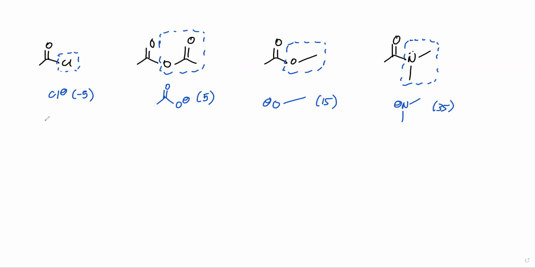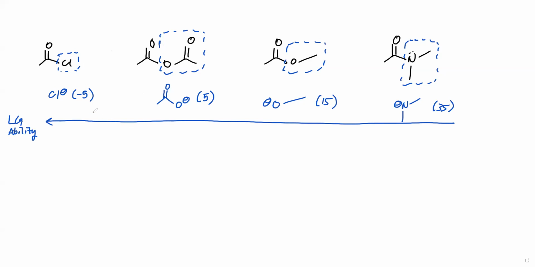So the very first trend we can see arising from these derivatives is as we go to the right, or as we go from acyl chloride to anhydride, to acid, to amide, we can see that the leaving group ability gets worse, right? The better leaving group is the acid chloride, and then the worst one is the amide. Okay, so we can see this trend coming out of these derivatives.